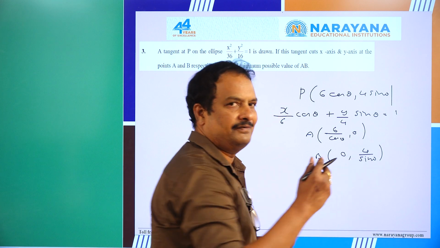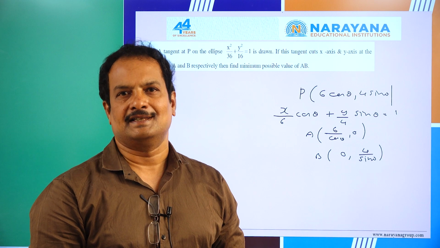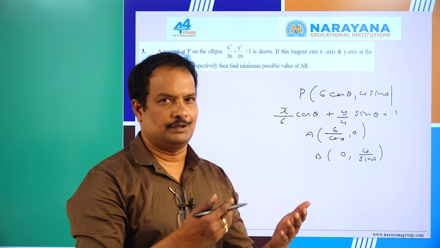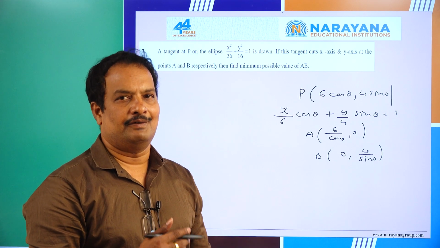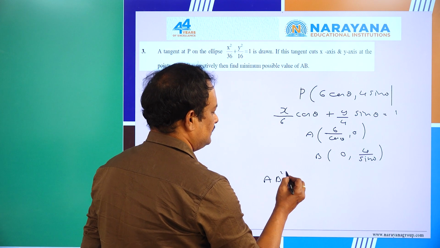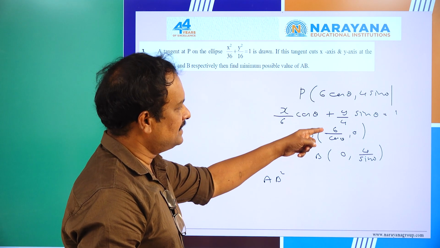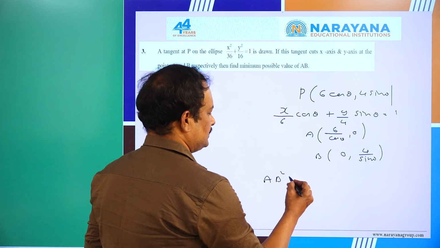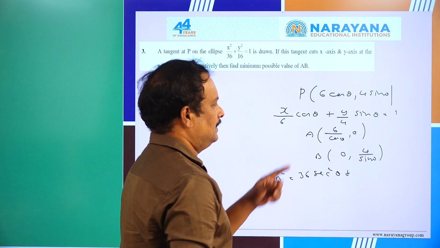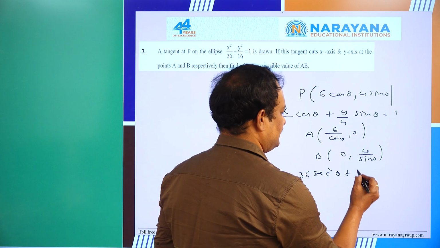But we need the minimum value of AB. Of course, AB is the portion of the tangent intercepted between the coordinate axes. So we will just find AB square. Once we find the minimum value of AB square, obviously the minimum value of AB can be taken. So let's take AB square, which is the square of the distance between the points A and B. What is the distance between A and B here? That is 6 secant theta minus 0 whole square, so that is 36 secant square theta, plus 0 minus 4 by sin theta whole square, that is 16 cosecant square theta.